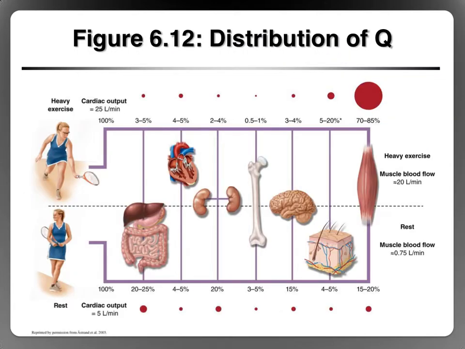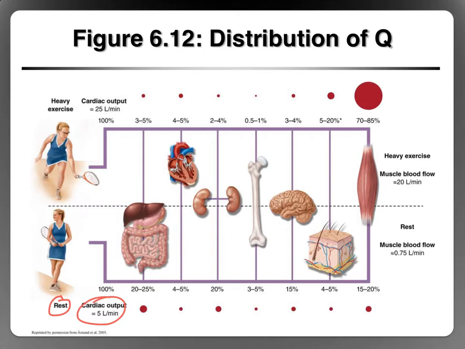So here we have two circumstances. We have rest and we have heavy exercise. Remember that everybody has about 5 liters of blood in your body, on average. And at rest, a normal cardiac output would be about 5 liters per minute. So what that tells us is that at rest, your blood flow goes all the way through your body about once a minute. And now let's look to see where the blood flow is distributed.